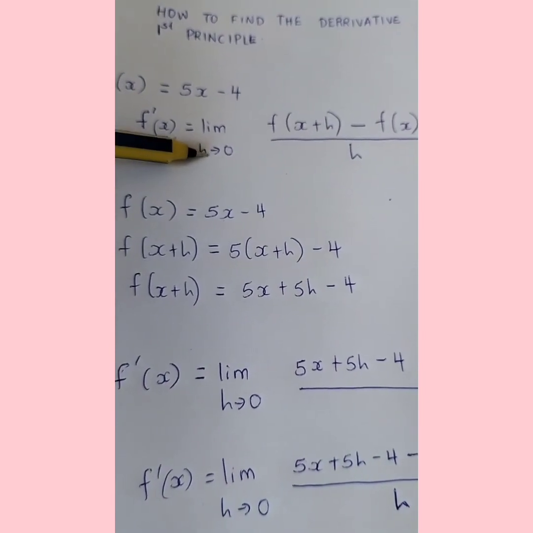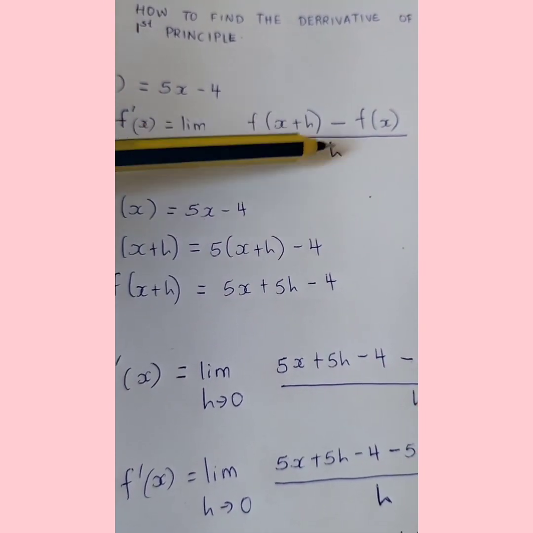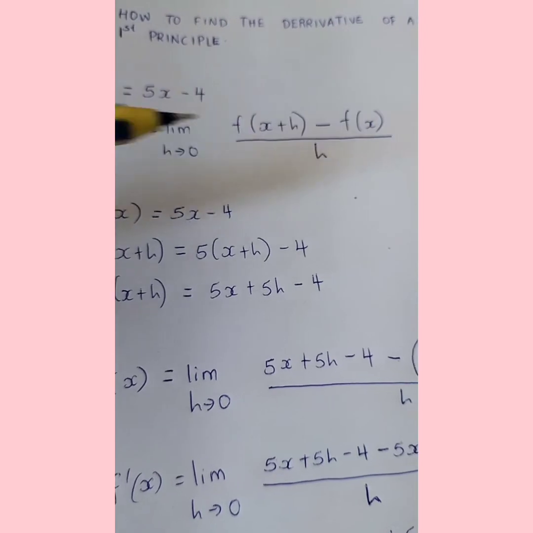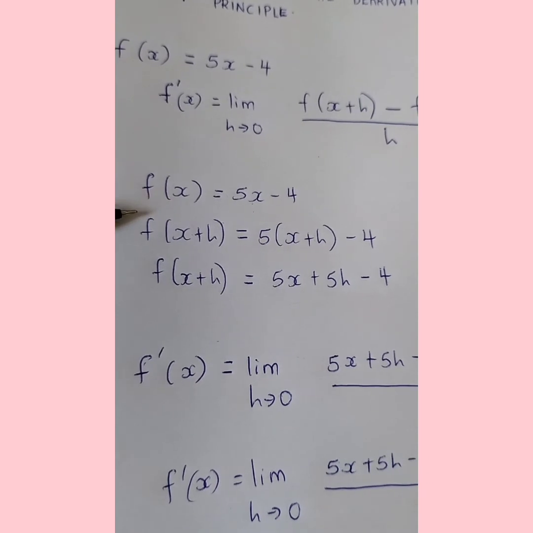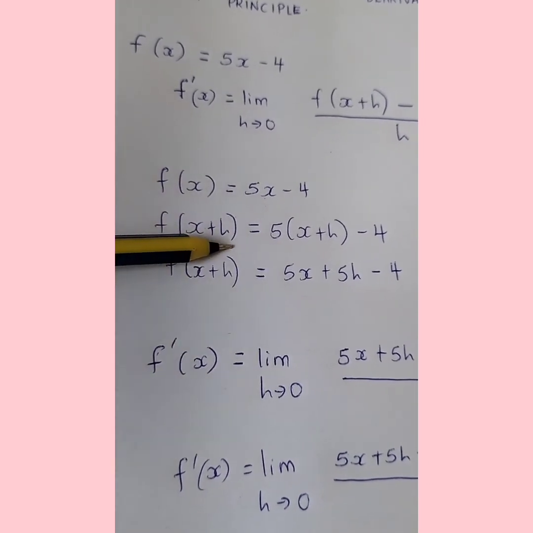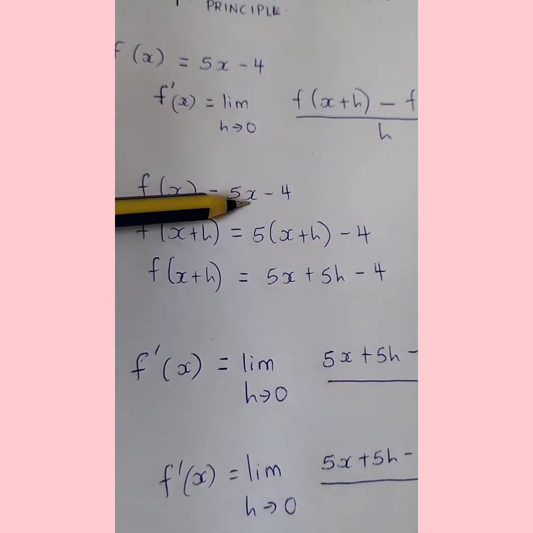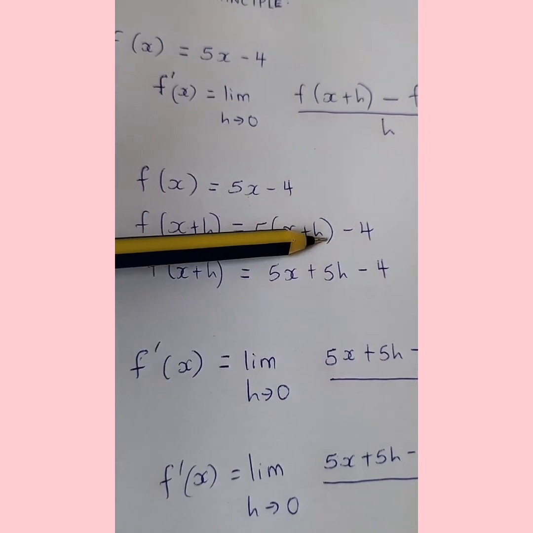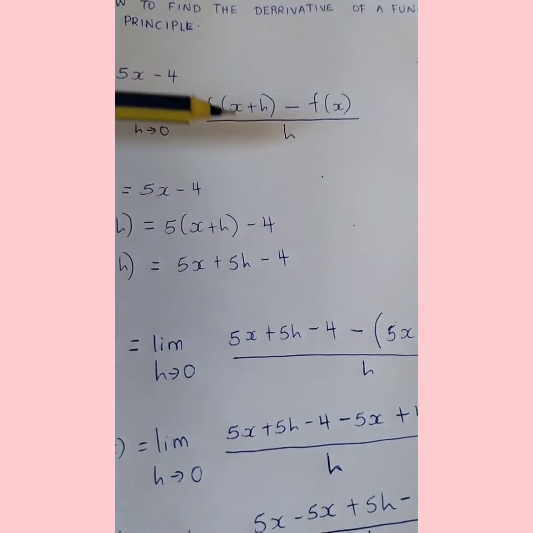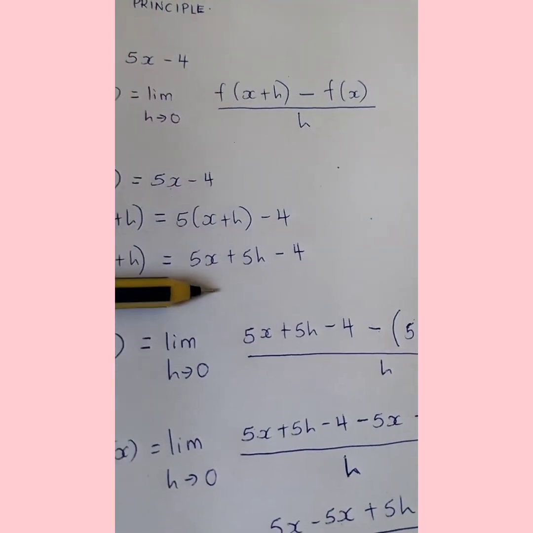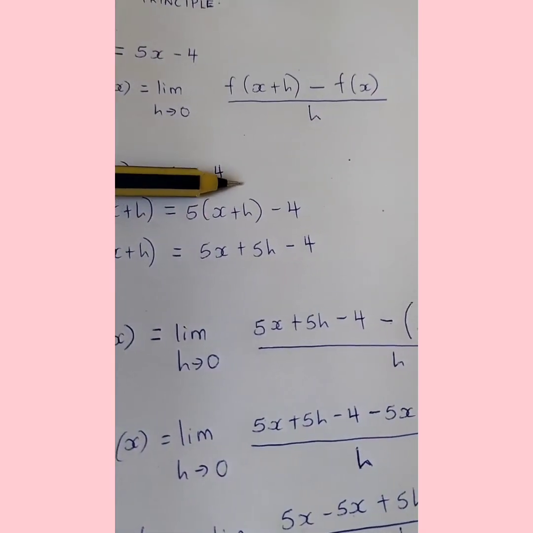The limit as h goes towards 0 of f of x plus h, you subtract f of x, over h. The function of x was 5x subtract 4. When you want to get f of x plus h, you substitute x plus h where there was x. So you'll get 5x plus 5h minus 4. Then we substitute it back into the formula, and subtract the function of x, which was 5x minus 4.